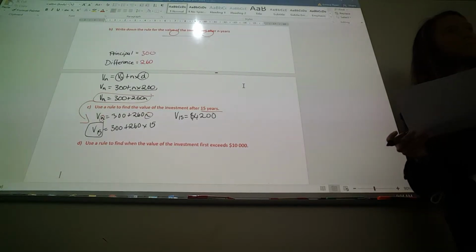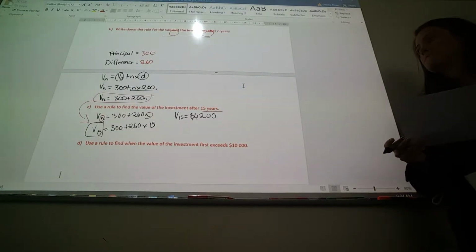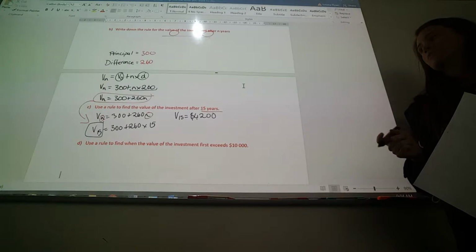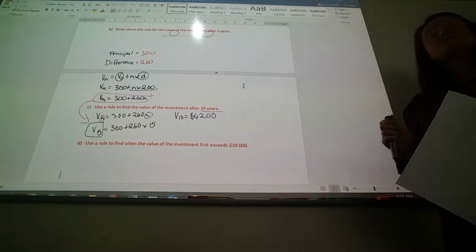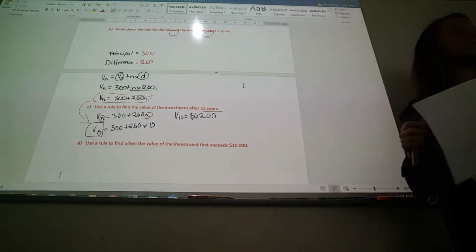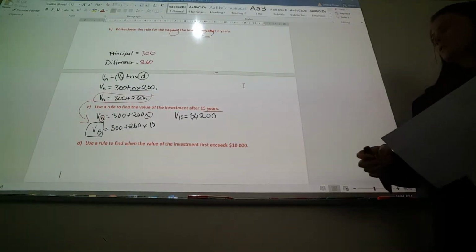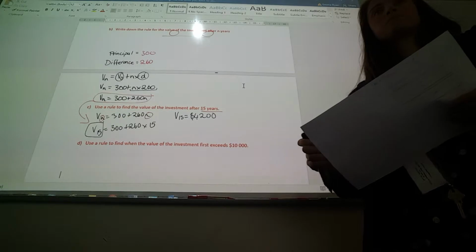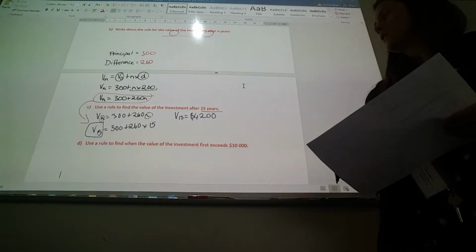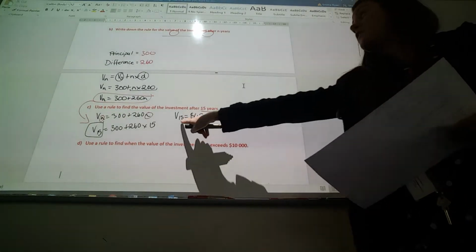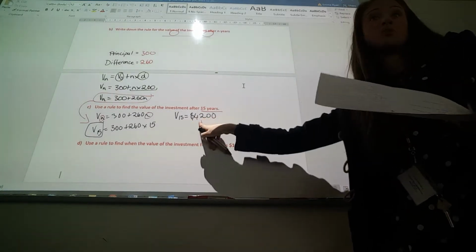Yep. What if you don't put the 15 next to the V? You would have to say that after 15 years. You have to put the 15 in there somewhere because you need to tell us what that number means. Do you need to write out like after 15 years? No, if you write that, that's fine because it's saying the 15th term is that. That's fine.